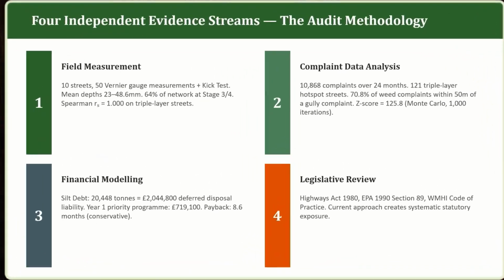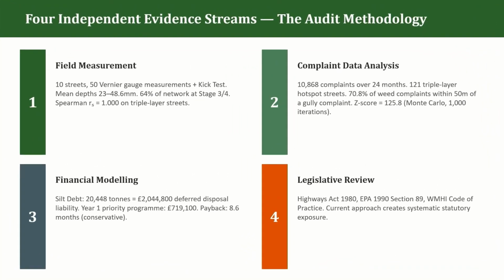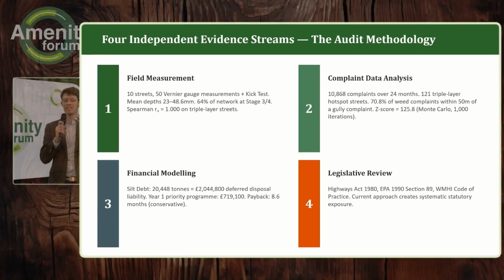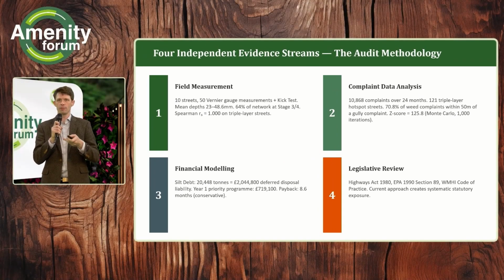Since starting the trial, I've been doing a few audits for councils, and one up in Scotland in particular was very interesting. That's what this is based off. So we analysed basically their complaints data over 24 months, looking at weed complaints and gully emptying complaints and pothole complaints. And we found that when we overlaid them, there was a significant correlation between the three of them.